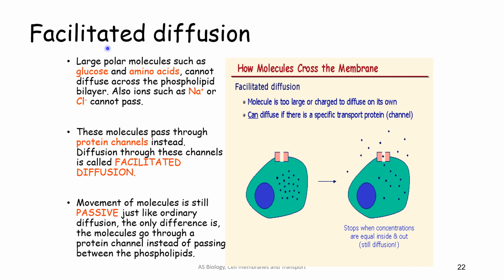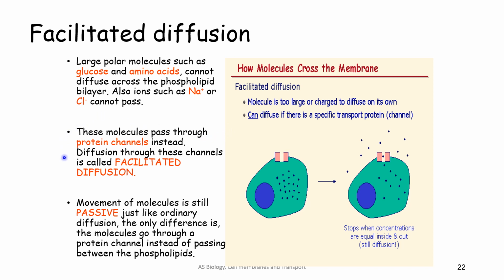So our first diffusion was diffusion through the membrane, right? So diffusion through that phospholipid bilayer. Now we're going to talk about facilitated diffusion. So this is what happens when those molecules are too large or they are polar and they have a strong charge and they can't just sneak through that membrane. So we have facilitated diffusion, which are large polar molecules like glucose and amino acids.